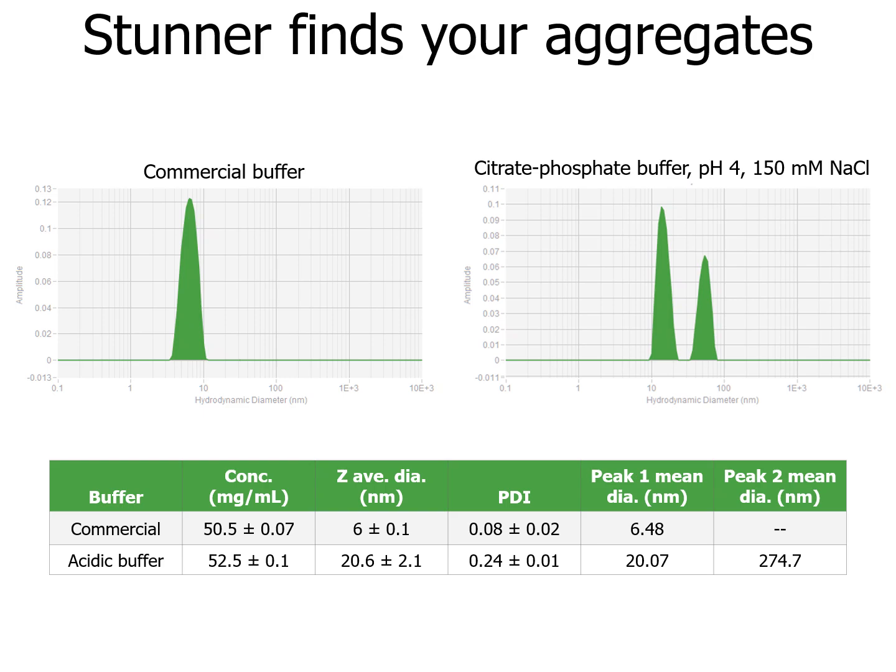This gives us qualitative information with the distributions at the top of the graph, as well as quantitative metrics with the z-average diameter and PDI to understand that reformulating this antibody from its commercial buffer to a citrate phosphate acidic buffer was a bad idea and is likely to cause aggregation.